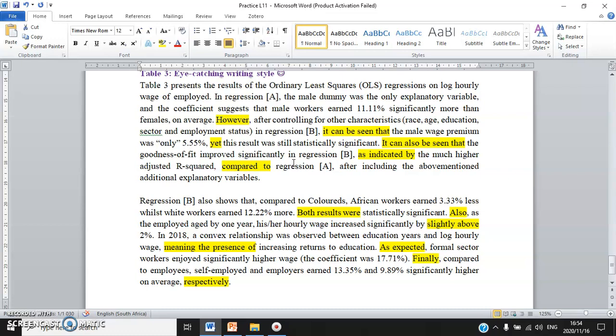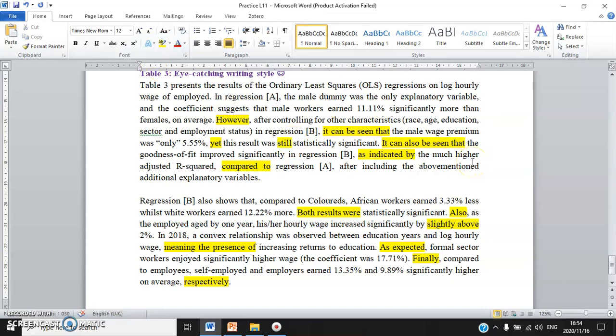However, after controlling for other characteristics, and then you list these characteristics in brackets, in regression B, it means we move on to multivariate regression. It can be seen that the male wage premium was only 5.55%. Yet this result was still statistically significant. I should actually highlight the word still, to be honest.